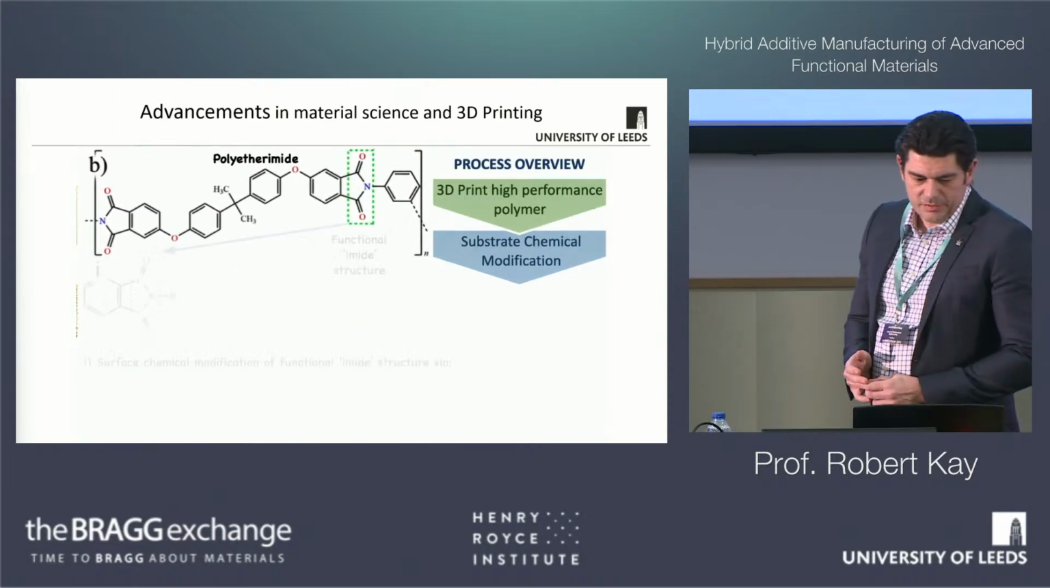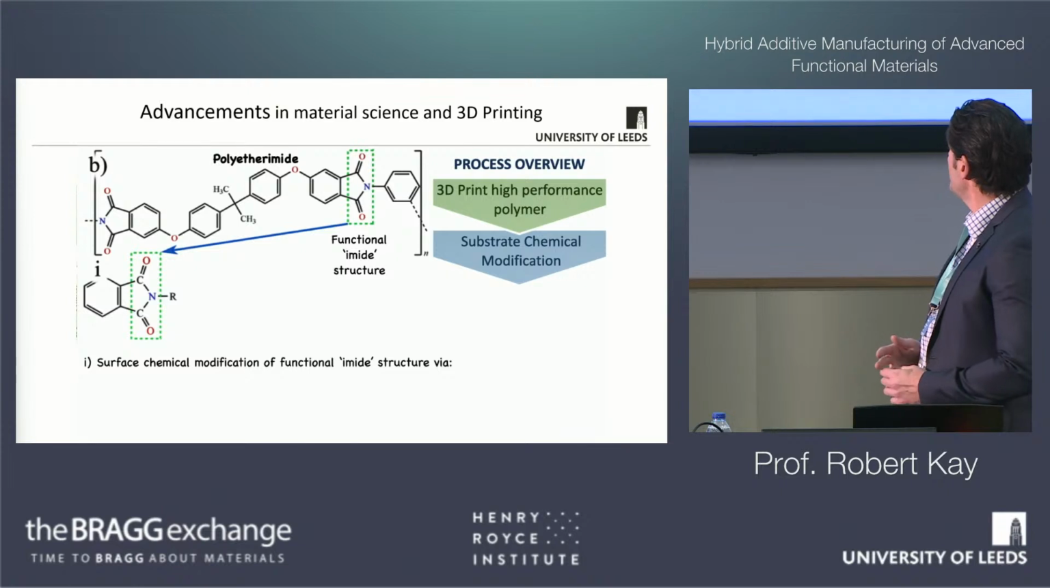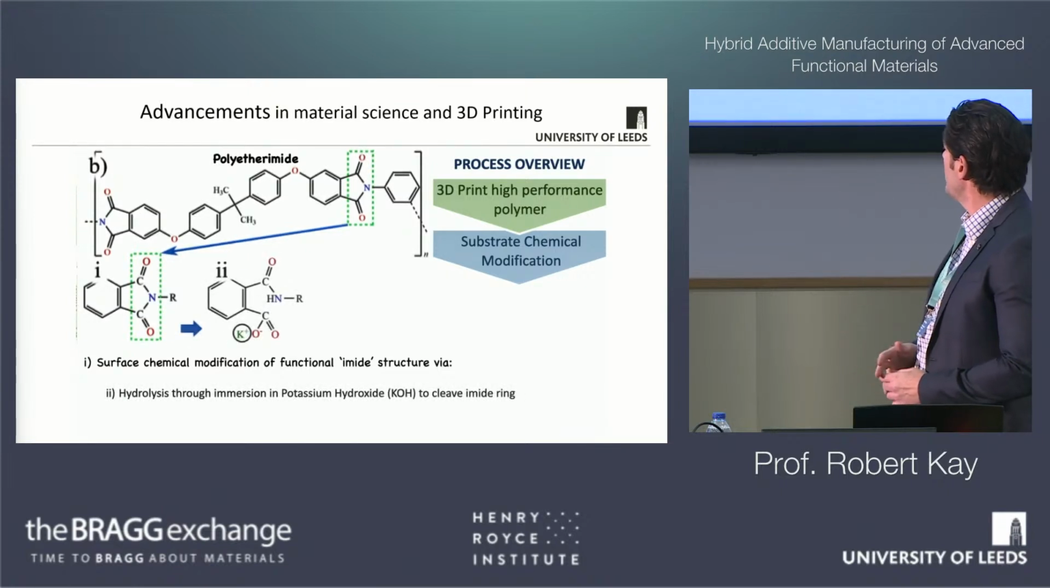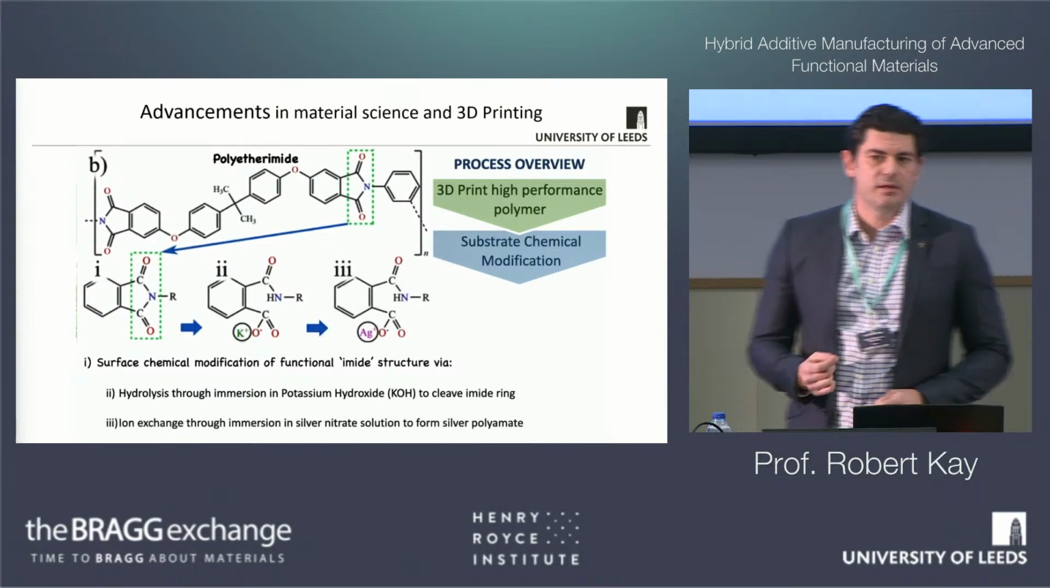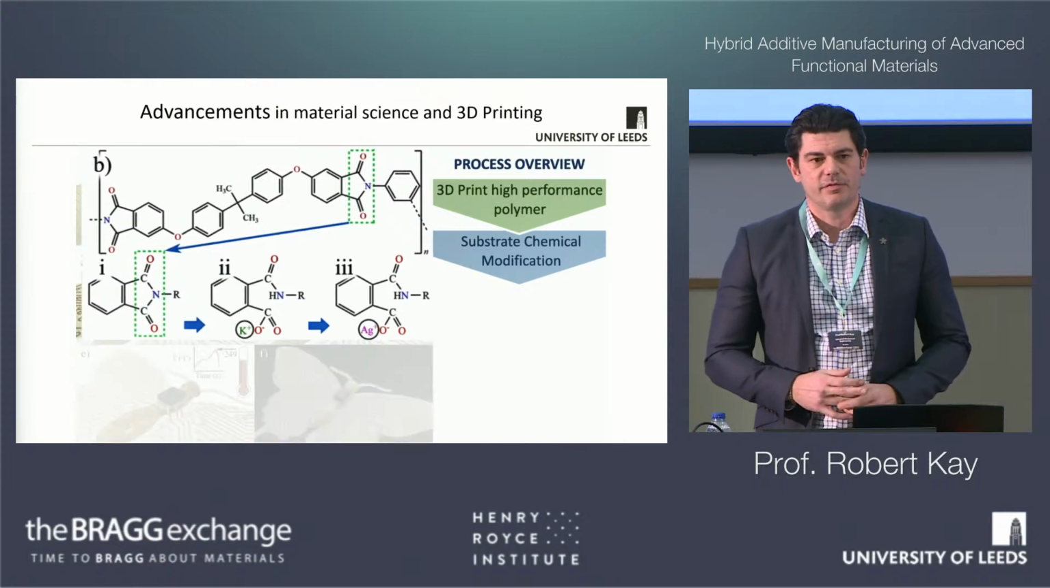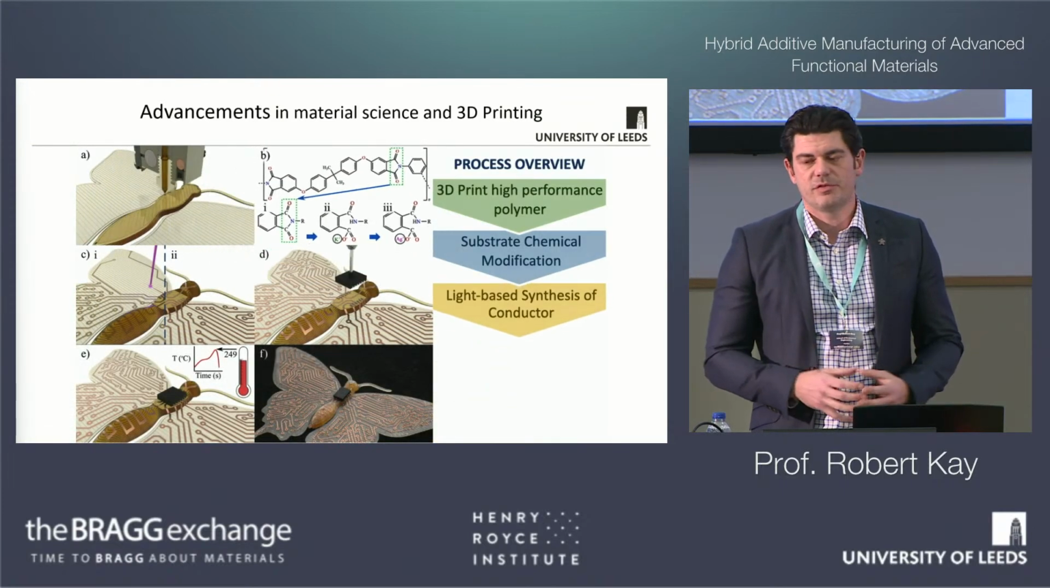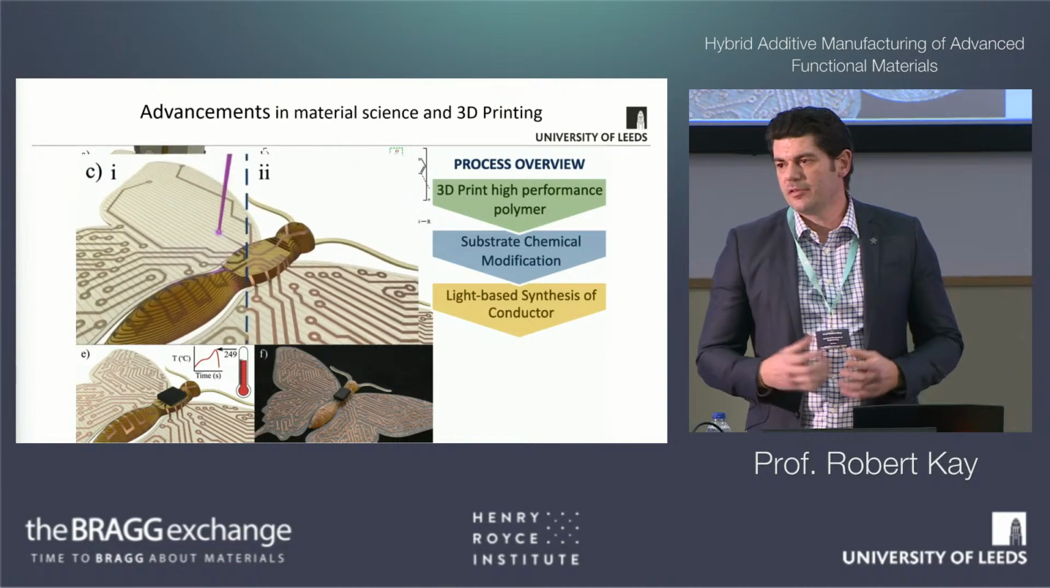So then, as I described, we do this chemical modification stage where we take that functional imide structure and we put the potassium hydroxide in, and then we do the ion exchange. What that allows us to do then is shine UV light onto the surface of that, and that selectively reduces those silver ions down to silver nanoparticles.